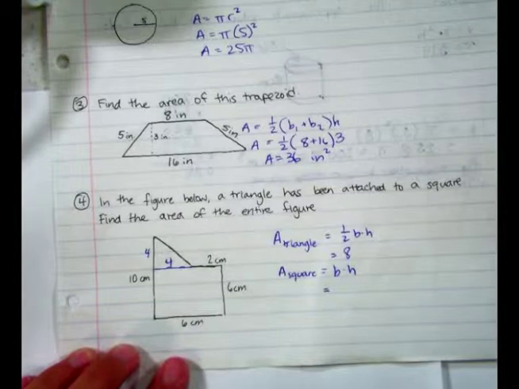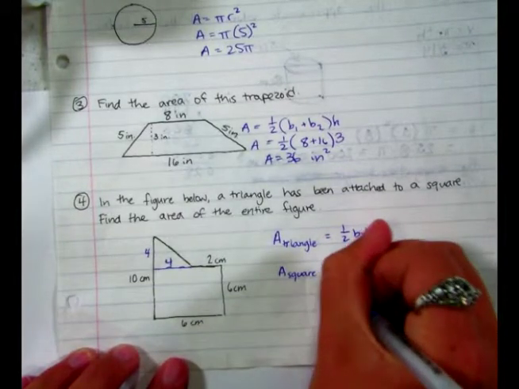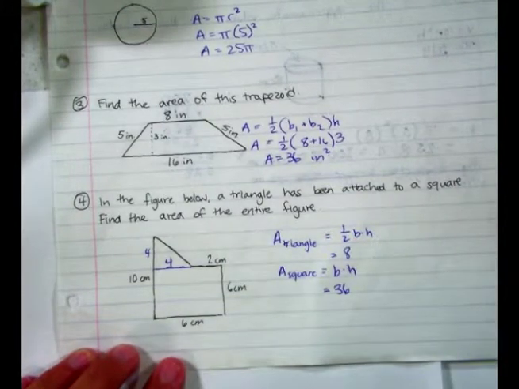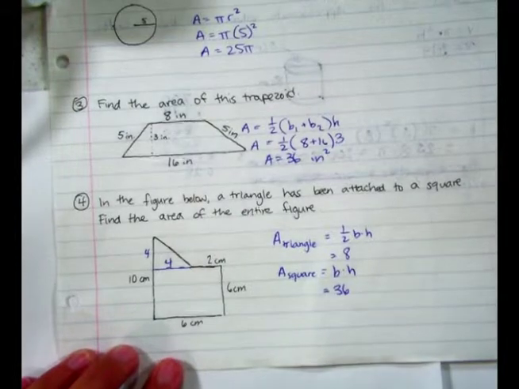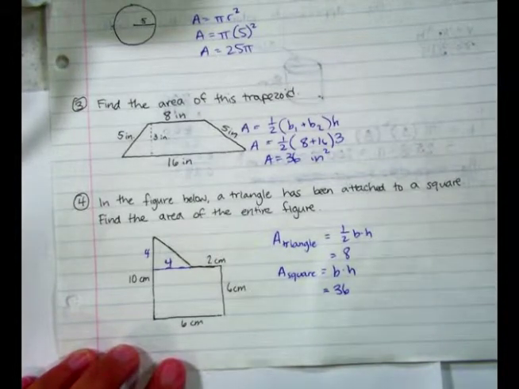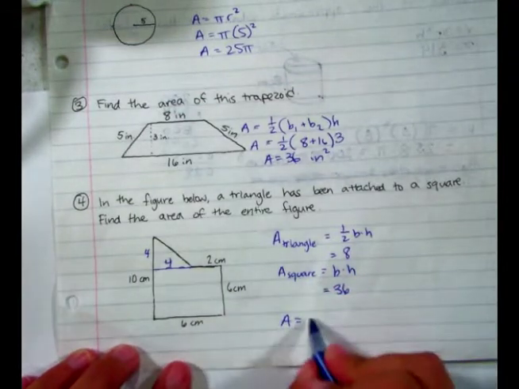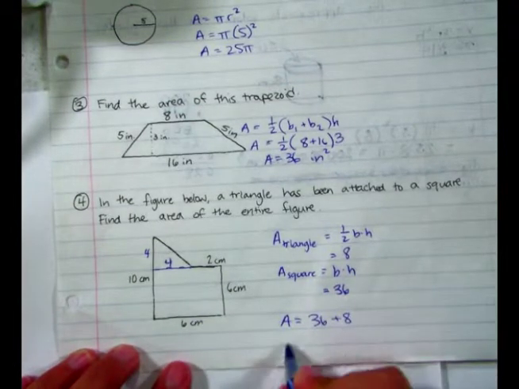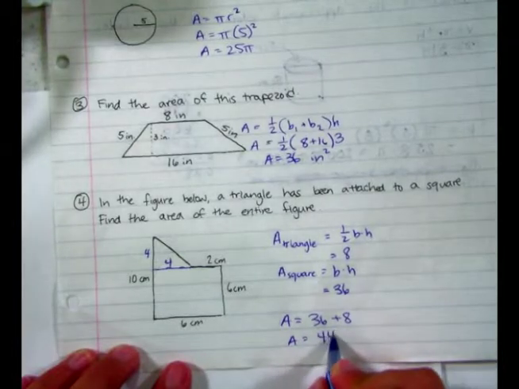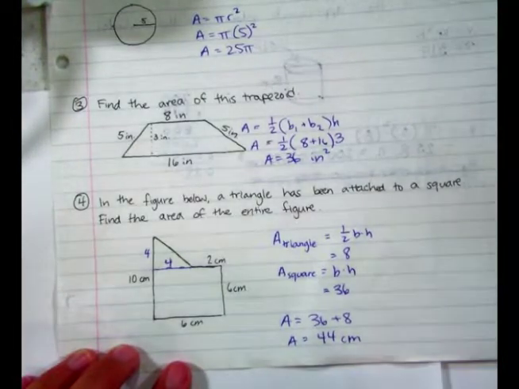And what is 6 times 6? 36. So now we have the area of the triangle and the square. What do we do to get the whole area? We have to add the area of the triangle and the area of the square. So what does it come out to be? 36 plus 8. So area equals 44 centimeters squared.